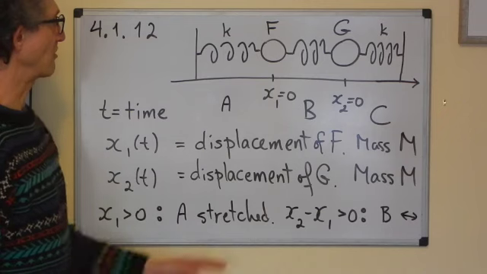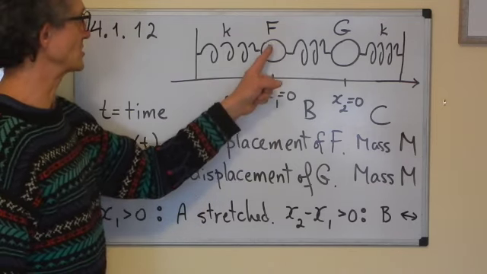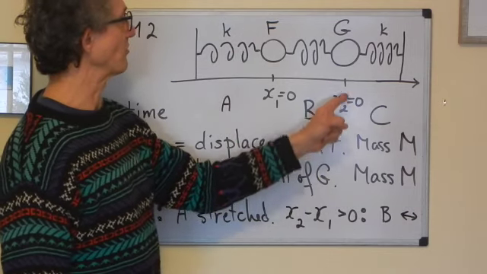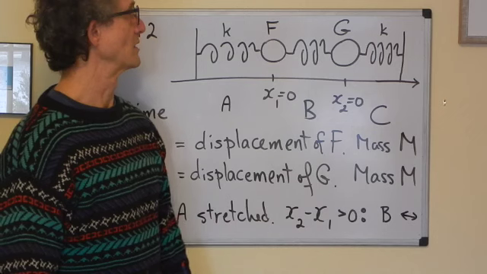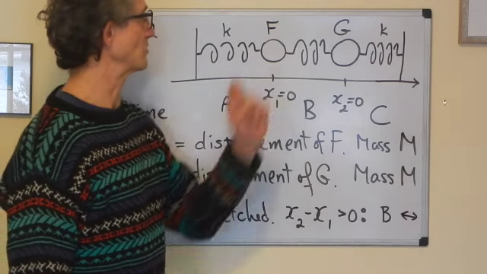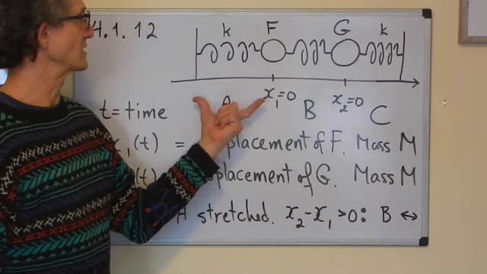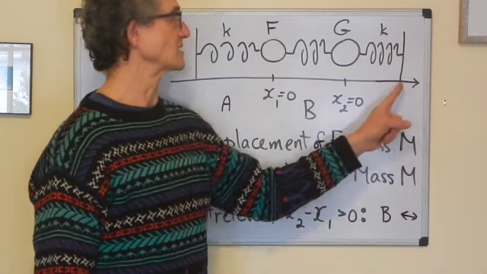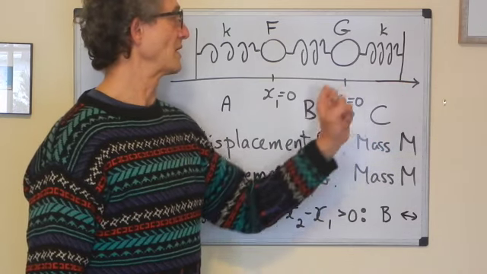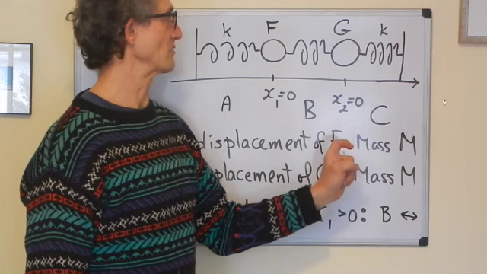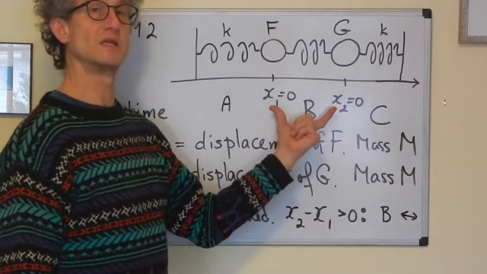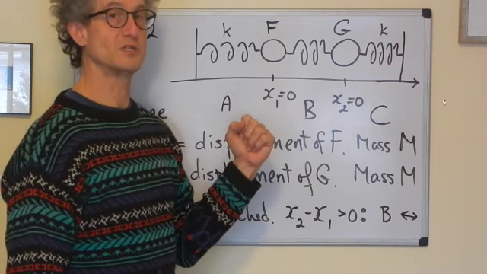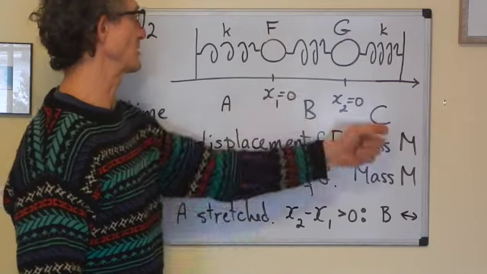And so let's call x1 the rest position for this mass that is labeled F, and x2 equal to 0 being the rest position for this mass that's equal to G. And A is the distance from the left wall to the rest position of the first mass. C is the distance from the right wall to the rest position of the second mass. And B is the distance between these two rest positions. So they're constants, A, B, and C.